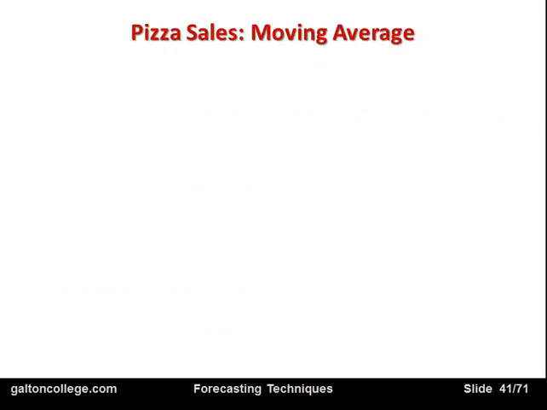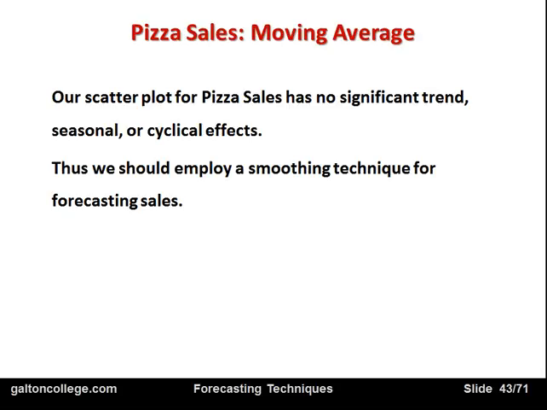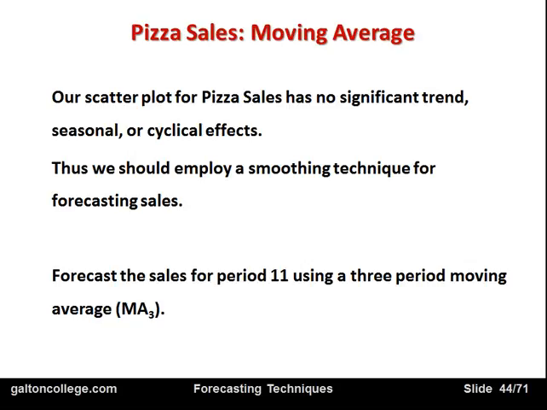Let's look at the moving average one. Well, our scatter plot for pizza sales has no significant trend, seasonal or cyclical effects. Thus we employ a smoothing technique for forecasting sales. Forecast sales for 11 periods using, let's say, a 3-period moving average, MA3. Now we'll see how this works. It sounds complex, but it's not.